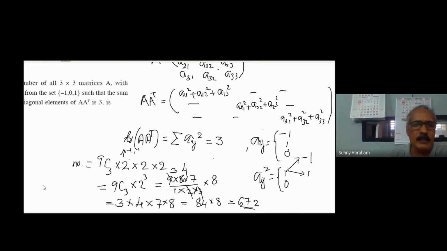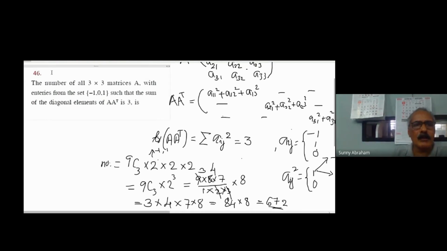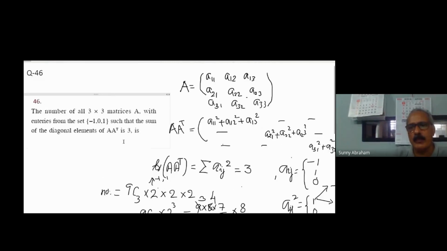So we go back to the question. The question is: the number of 3 by 3 matrices with entries -1, 0, 1 such that the sum of the diagonal elements of A into A transpose is 3. The number is 672. That is a numerical question which you can solve.